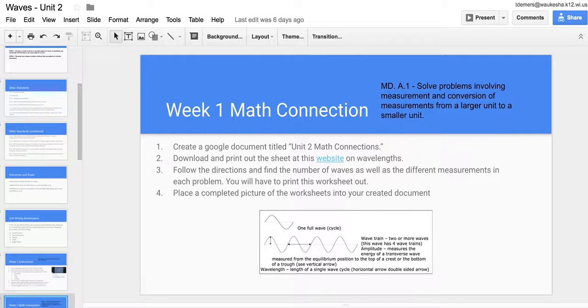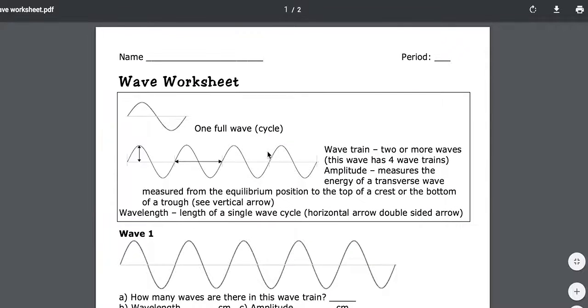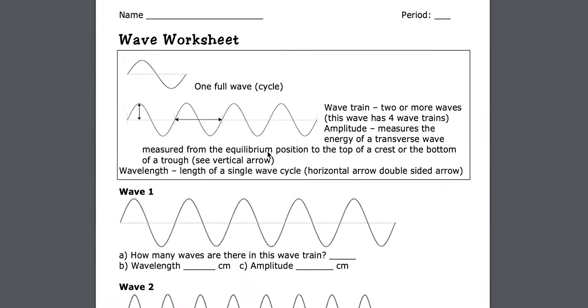For your math connection this week, I'd like you to create a Google document titled Unit 2 Math Connections, and then you're going to download and print out this worksheet that's located on the link. If you have a PDF converter, which would allow you to write on the worksheet, you can do that and actually answer the questions on the worksheet. Otherwise, I'd like you to print it out and you can answer by hand.